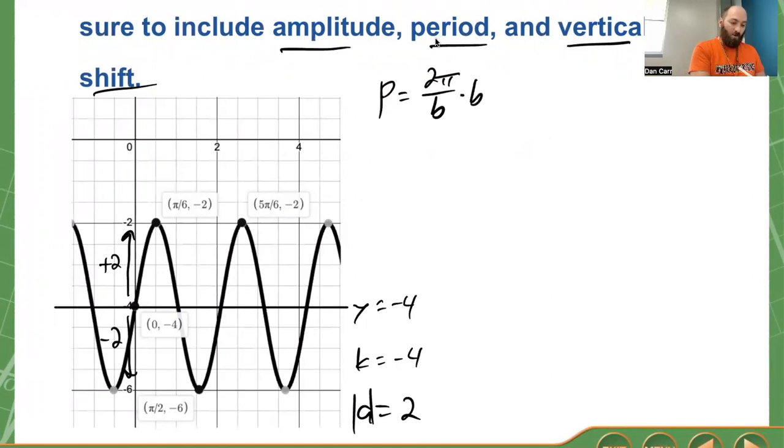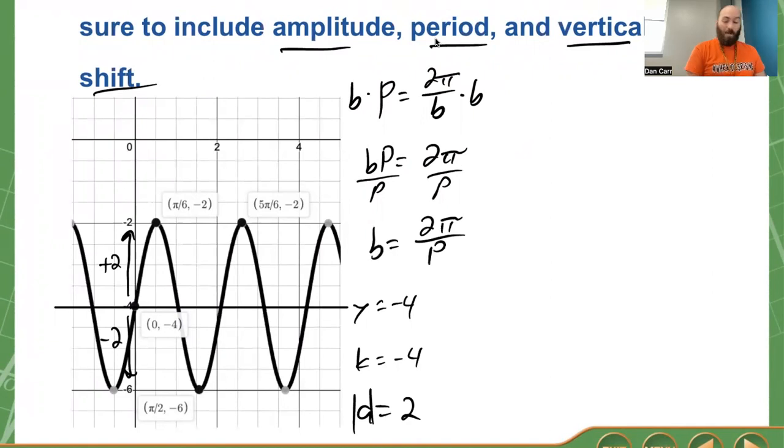So let's modify this real quick. We're going to multiply both sides by B. So BP equals 2 pi. And then we divide by P here. So that B is equal to 2 pi over P. Okay. So as long as I know the period, I can figure out my B value.